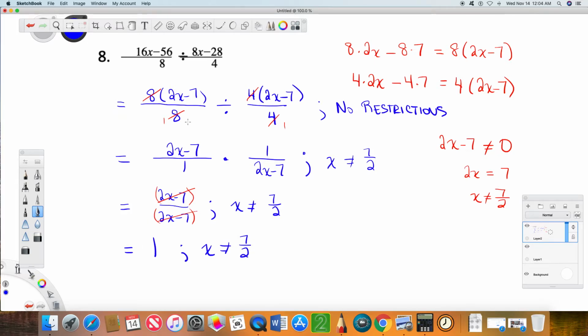I don't think there are many of us that would have looked at this original problem and said, oh, that's obvious, that's just the number 1. You'd wonder, wait a minute, how did you get 1 out of that? Well, if you break it down into steps and show all your work and think about it all the way through, you'll find out that it is true that it equals 1, of course, provided that x is never equal to 7/2. All right, so that's our final answer.